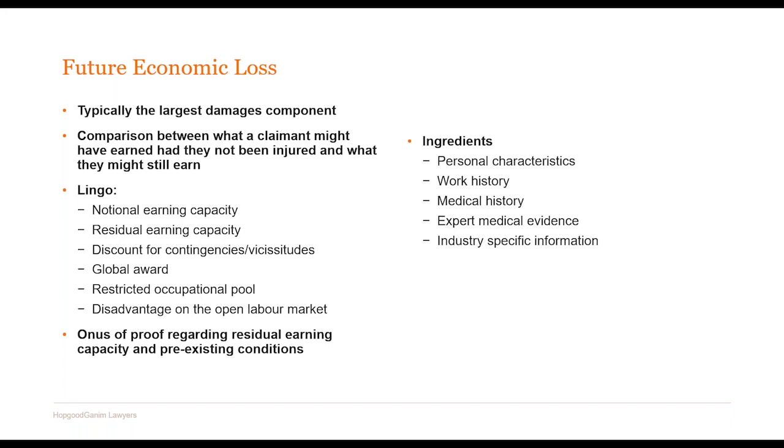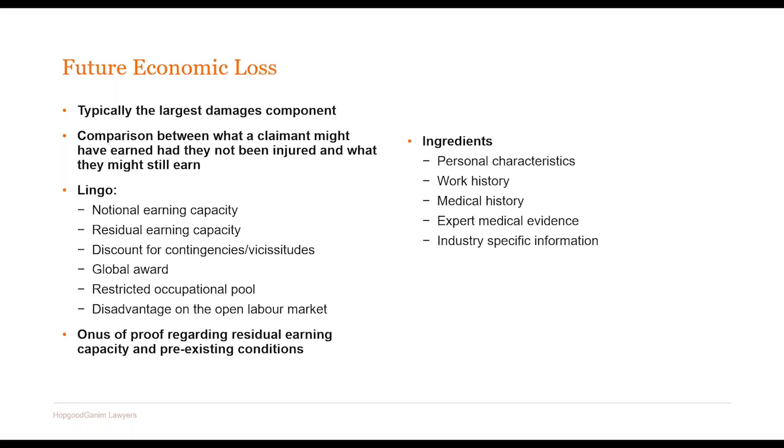So this is where the next set of jargon comes in. We often talk about a global award being to compensate for restricted occupational pool. That's the idea that a worker was in a light or sedentary job, but had experience in manual work and could have fallen back on manual work if necessary, but now can't due to the restrictions associated with the injury. So we talk about their occupational pool, or the range of occupations that might once have been open to them, as having been reduced or restricted.